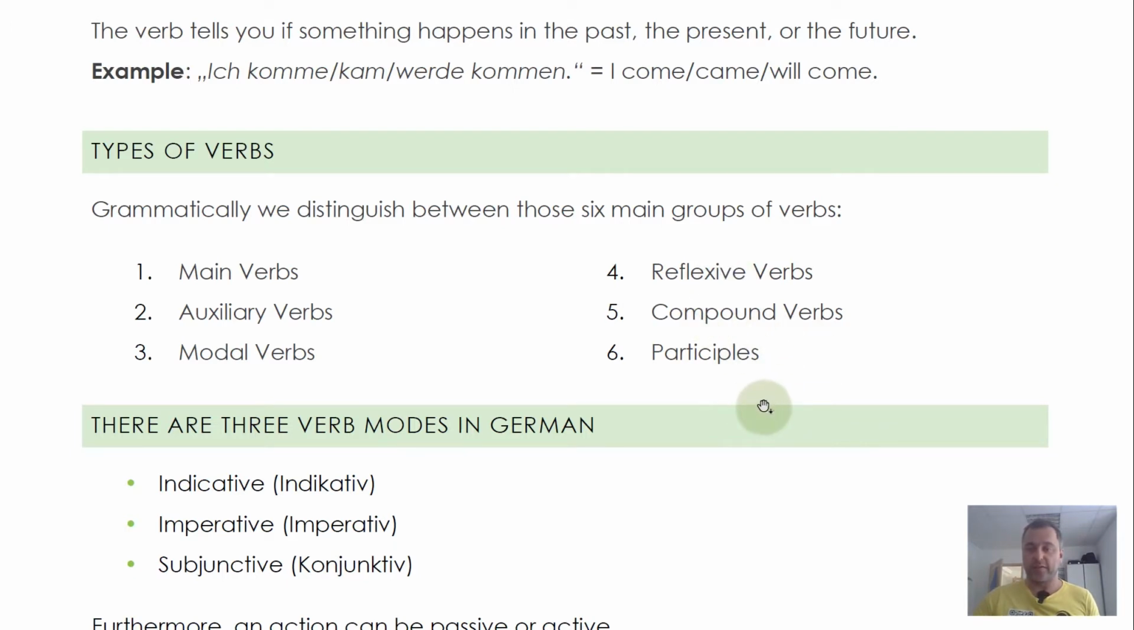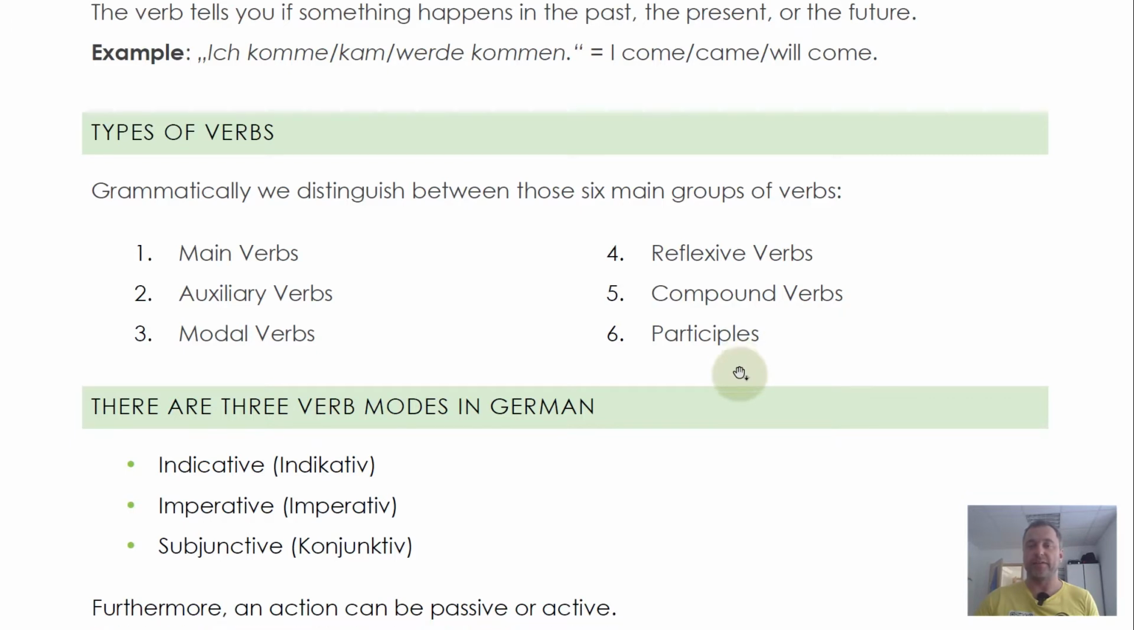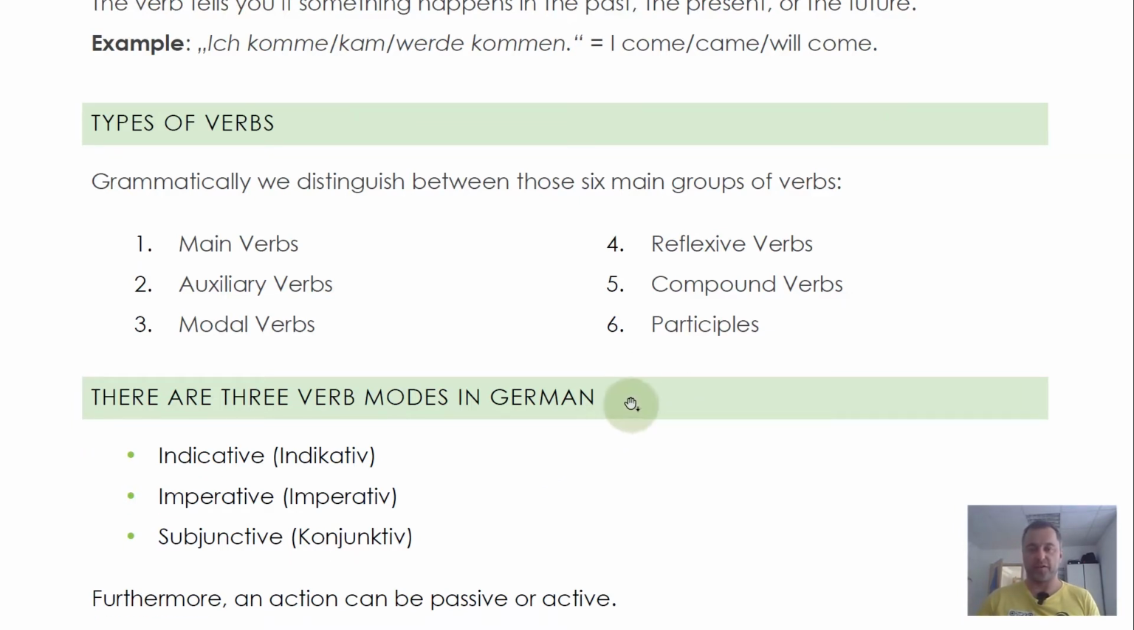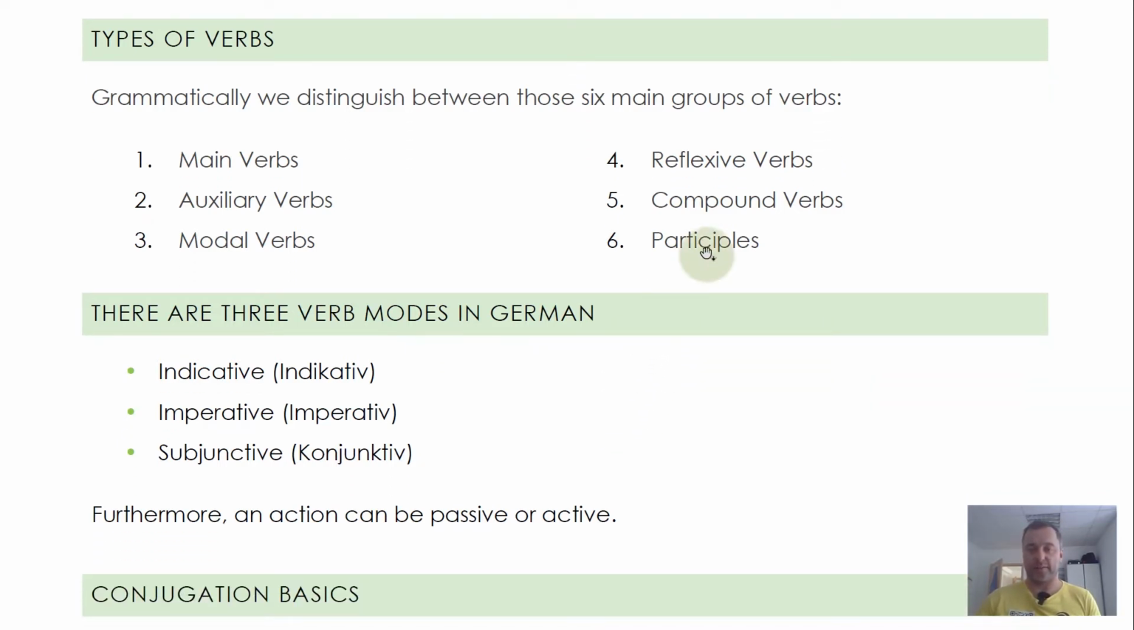But reflexive verbs is linked, and compound verbs you will find in the playlist, as well as participles. This is in English, for example, called the third version of the verb, like this: go, went, gone. The third version is a participle, for example, and this exists in German as well. There you find videos in the playlist as well about the past participle and the present participle.